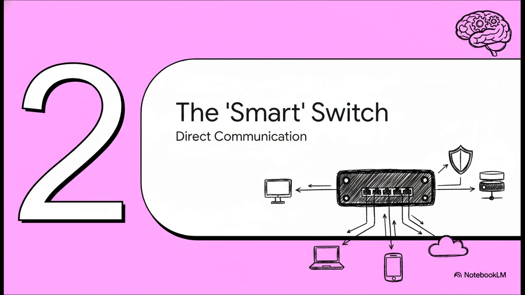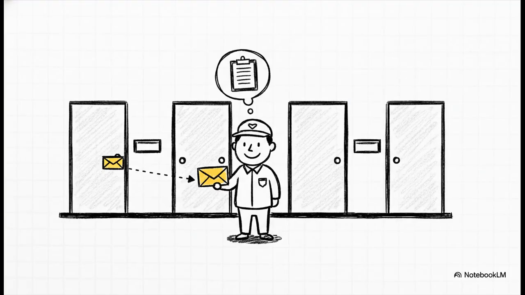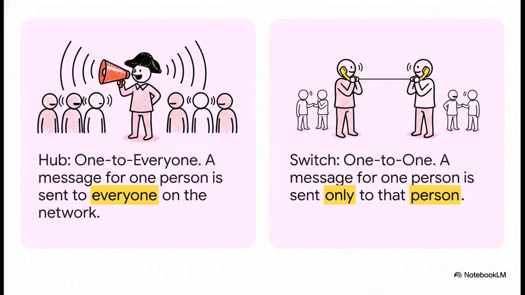So let's finally meet the hero of our story, the smart, efficient, and much more private network switch. Unlike the hub that just shouts at the whole building, a switch acts more like a mail carrier inside an apartment complex. It looks at the specific apartment number on the letter and delivers it directly to the correct mailbox. Nobody else even knows a letter arrived. So, it really boils down to this simple difference. A hub is a party line where everybody hears everything. A switch creates a private, direct line between just two devices. It's the difference between a town crier yelling in the public square and a private phone call.